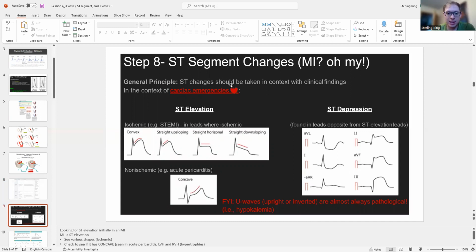Anyways, ST changes should be taken in context with clinical findings. What we're really talking about is the person shows up with chest pain, so you do an ECG, figuring out what's occurring. Looking at that ST segment, what we're looking for is ST elevation. The ST segment has a couple of definitive findings, and there's one that rules out seeing an acute MI.